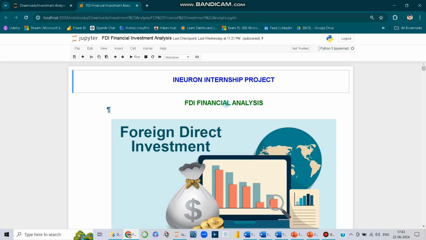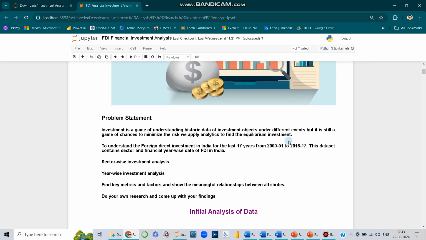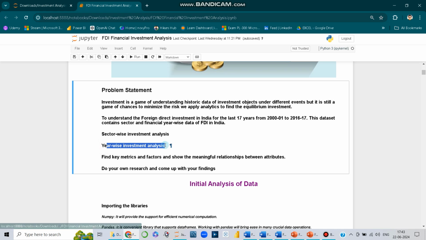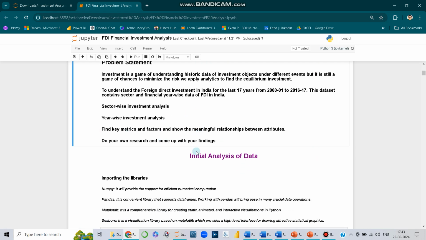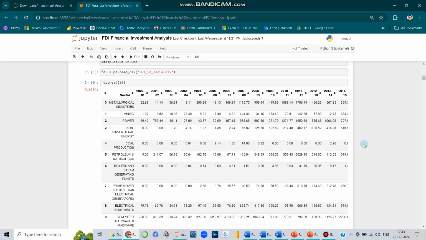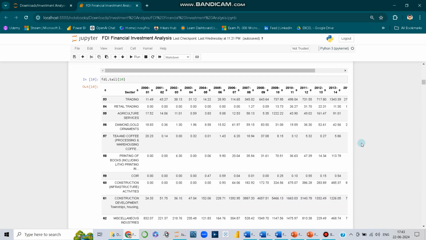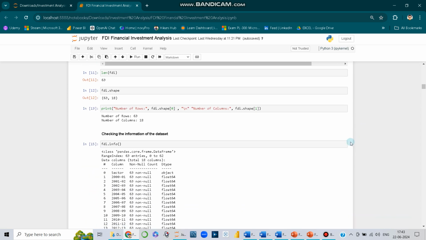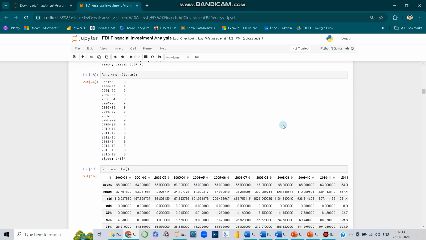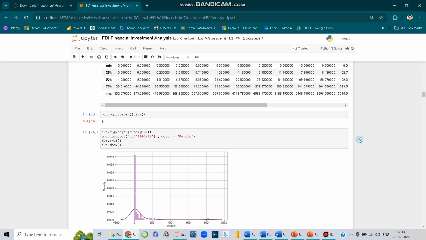Quickly, I want to show the Jupyter notebook. We have done some important analysis. This is the problem statement: to analyze sector-wise investment and year-wise investment, and important key metrics and factors which would help end users make data-driven decisions. This is the first 10 rows of the data. This is the last 10 rows of the data. There are 18 columns and 18 rows. There are no null values in the dataset. This is a descriptive summary of the data.